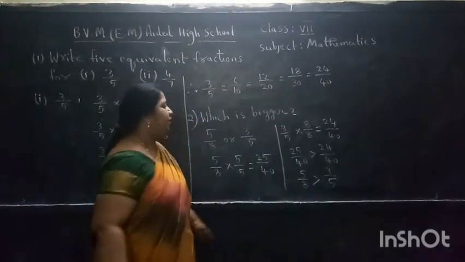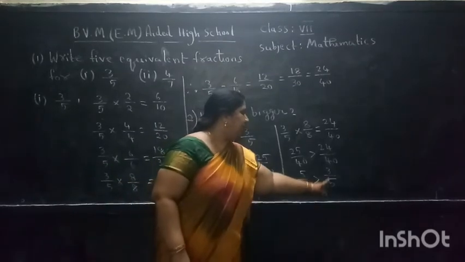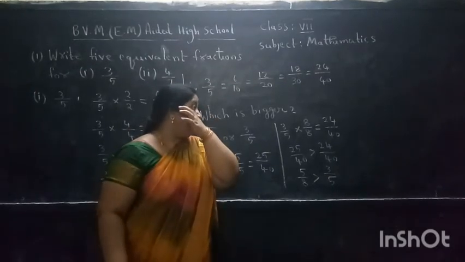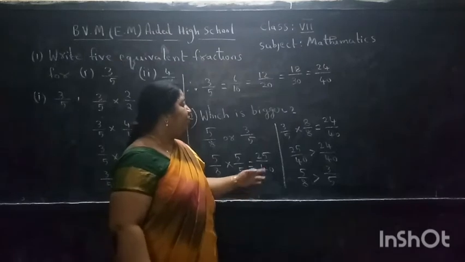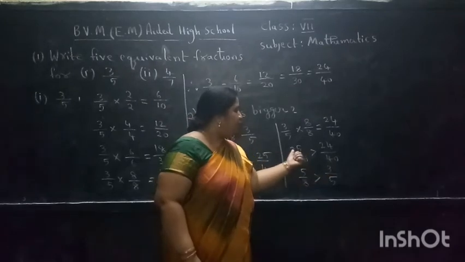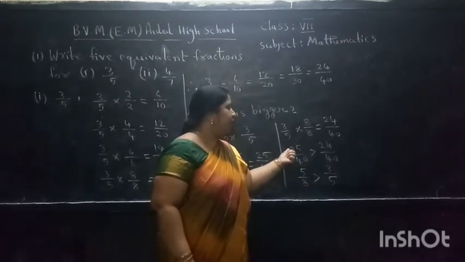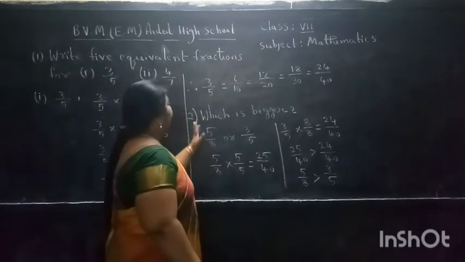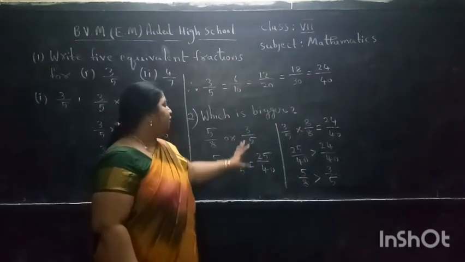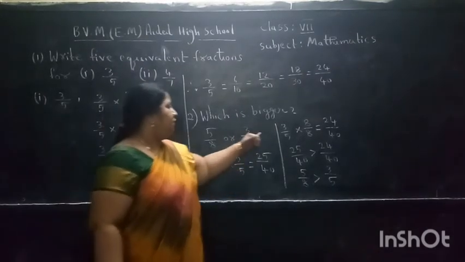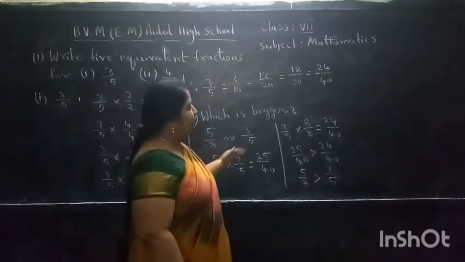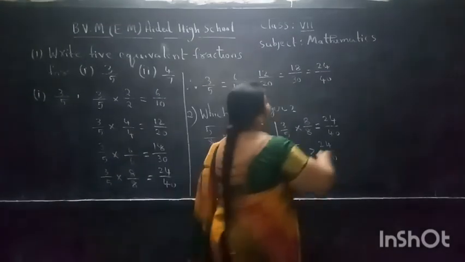Which one is the greater now? 5 by 8 is greater than 3 by 5. How do you solve? First you equate the denominators. When the denominators are the same, you automatically know which numerator is the greater one, and that is the greater fraction. So which is bigger, 5 by 8 or 3 by 5? You take the first denominator and multiply the second fraction's numerator. Next you take the second fraction and multiply the first fraction's denominator. Automatically you get it.